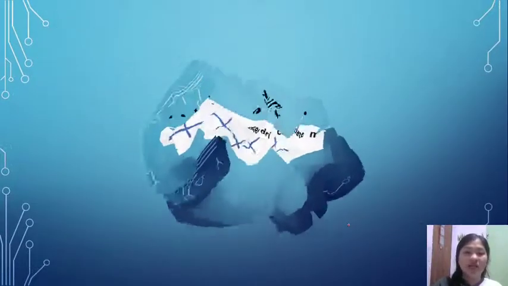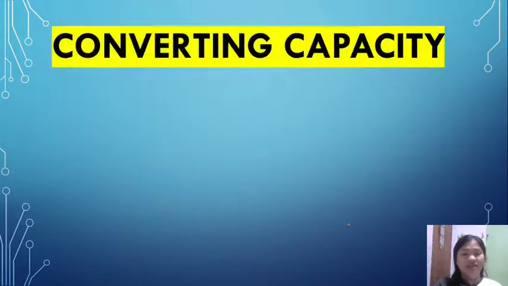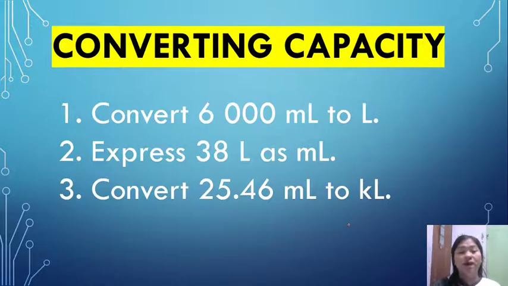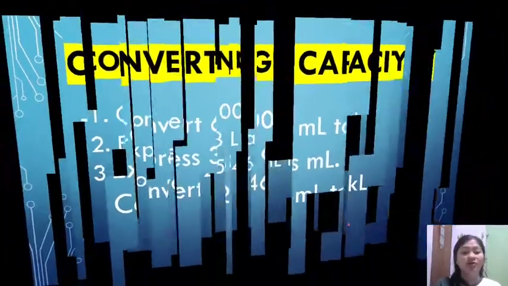Okay, let us now take a look at converting capacity. In capacity, liters is the unit we use. And we also have prefixes. So we have 3 examples here again. Convert 6,000 centiliters to liters. Express 38 liters as milliliters. And the last one, convert 25.46 milliliters to deciliters. So let me show you the first one.